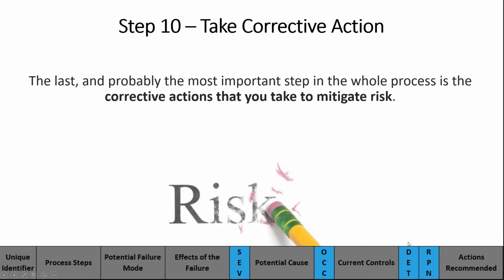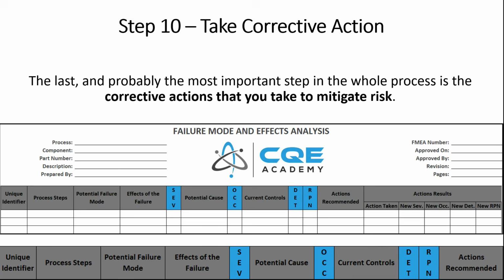Once you calculate an RPN number, you can compare that against your acceptable and unacceptable levels of risk to understand where you need to implement new controls or new mitigation strategies to reduce that risk. This is one of the most important steps in the process. A lot of people get to the end and they estimate their risk and they feel like they're done, but this is really where the work just begins. You really want to now take action to reduce and mitigate the risks that you've identified.